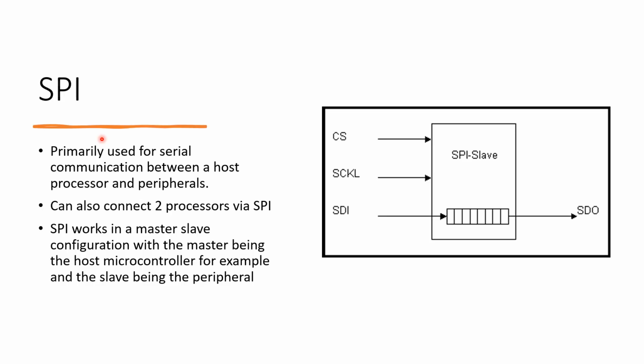Let us now try to understand what an SPI is. An SPI is primarily used for serial communication between a host processor and a peripheral. It can also connect to processors via the SPI. The SPI works in a master-slave configuration, with the master being the host microcontroller and the slave being the peripheral. Here we have an SPI slave. The master is driving the SPI through the data input, and you have the clock line, and the slave drives the data through the SDO output.